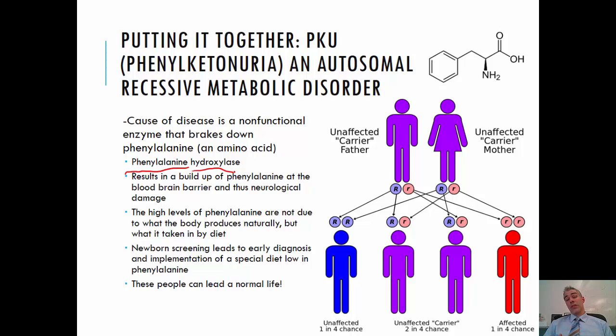Now, these high levels are not due to what your body produces naturally through metabolic processes, because you can make phenylalanine. But if you eat phenylalanine, if you have a diet that's high in that amino acid, you get too much of it, and that's when the issue occurs. So if you get this diagnosed very early, and you fix their diets, they actually can live a relatively normal life. You can see here it's showing that same inheritance pattern where you have a 1 in 4 chance of having the disease.